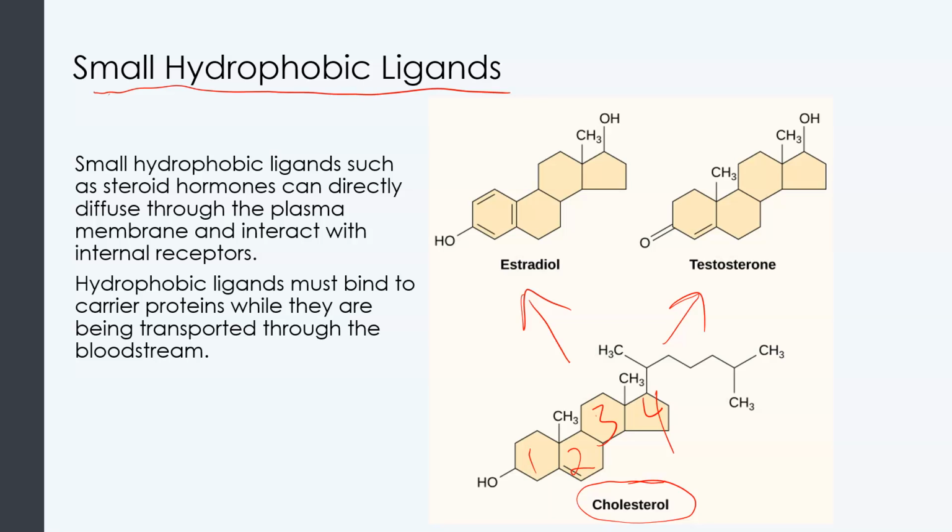So these are steroid hormones. Because they're steroid hormones and they're lipids, they can diffuse directly through the plasma membrane of cells. Remember, if they are hydrophobic, that means they are lipid soluble and they can diffuse directly through the phospholipid bilayer. They don't need to move into the cell through a channel or carrier protein.